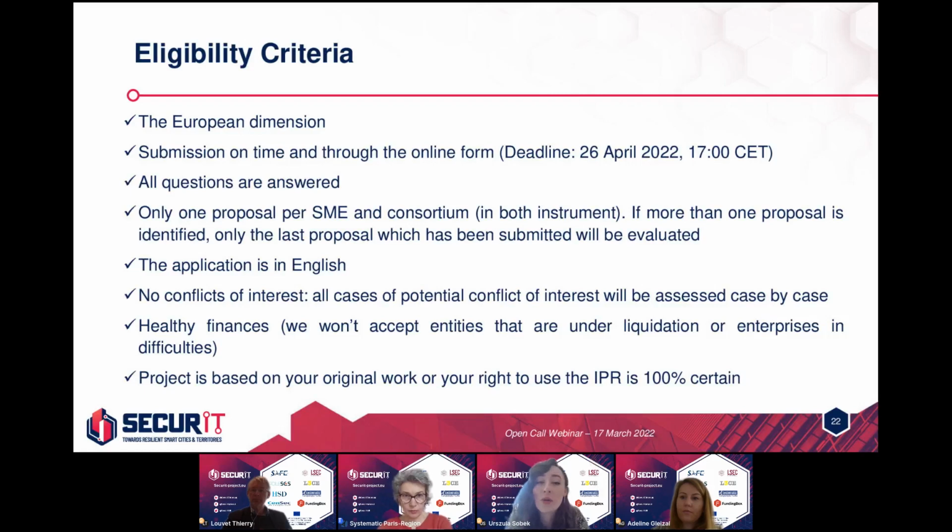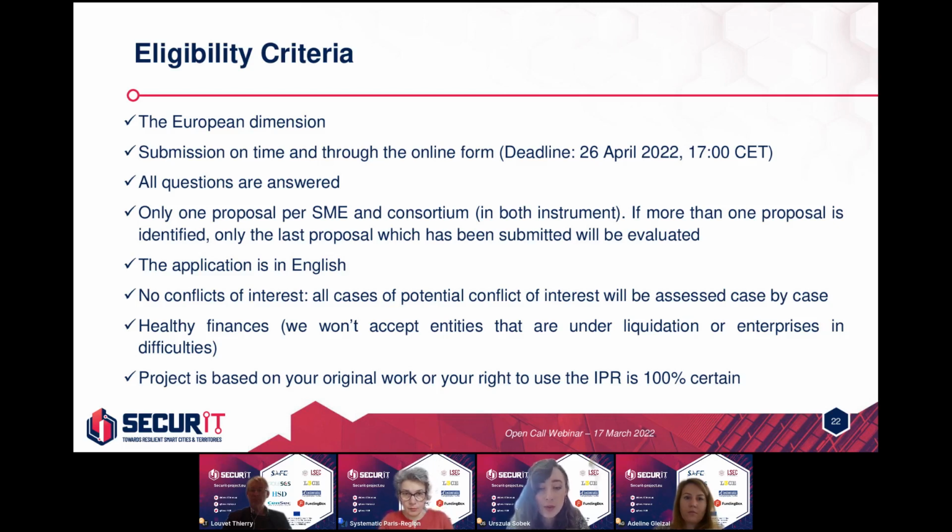So let's check what we are going to check in eligibility criteria. So first thing first, the European dimension. So we are going to check if your project can benefit not only you or your sector, but can benefit the whole European Union economy and society. Of course, your proposal must be submitted on time and using our online application form. Please remember the deadline is on 26th of April at 5 o'clock. All questions within the application form should be answered.